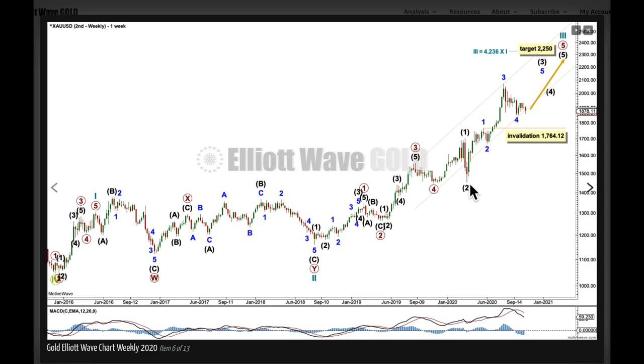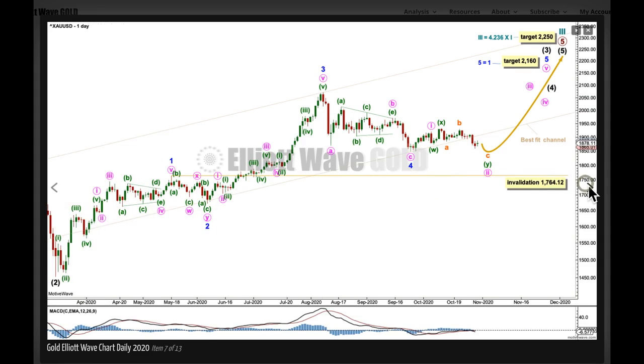Within primary 5, 1, 2, 3, 4, 5 could be incomplete. Within intermediate 3, 1, 2, 3, 4, 5. 4 may not move into 1. Now we're looking at intermediate wave 3 at the daily chart level. It must subdivide as an impulse. 1, 2, 3, 4, 5. Minor wave 5 may be underway. 1, 2, 3, 4, 5.